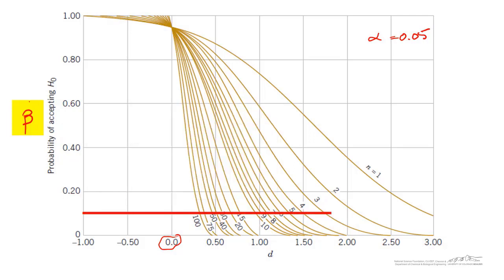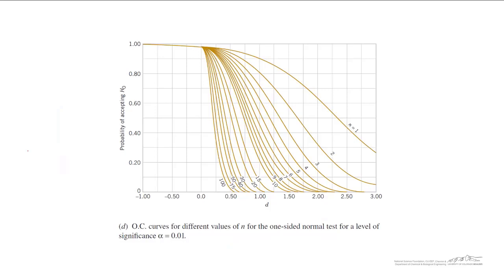So for example, if we had a power of 90%, that means we have beta of 0.1. And if we wanted to be able to detect one standard deviation away from the mean, we would need about 9 samples. There's all sorts of OC curves in the back of your book. Some are for the normal distribution, some are for the t-distribution. Here's another example for a different level of significance of 0.01.